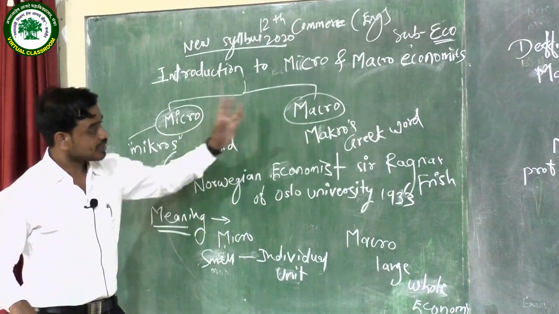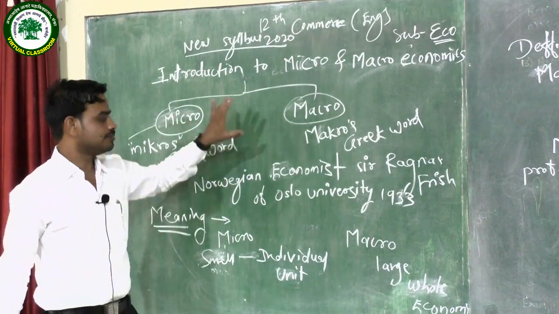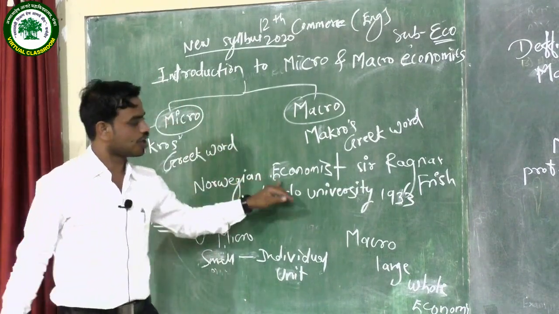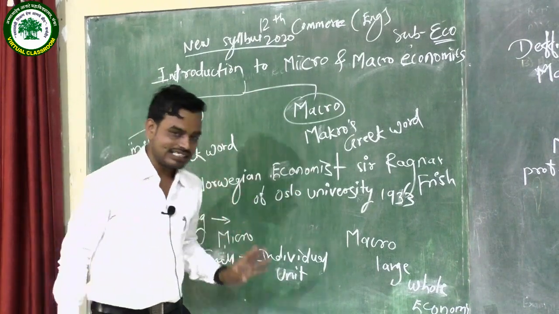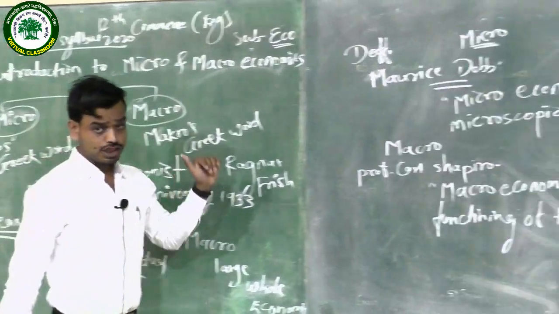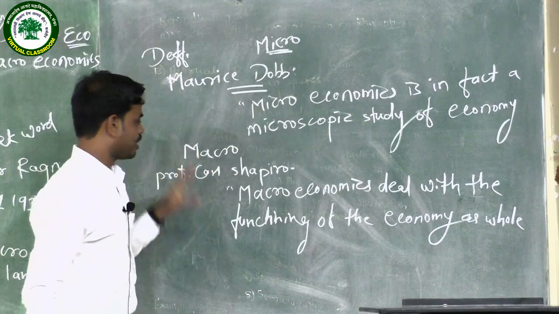Second thing, these terms were coined into the society by the Norwegian economist Sir Ragnar Frisch of Oslo University in 1993. Then we think about the definition of economics. So don't forget that point. There are 2 points, microeconomics and macroeconomics.